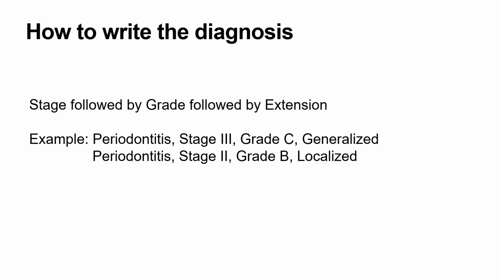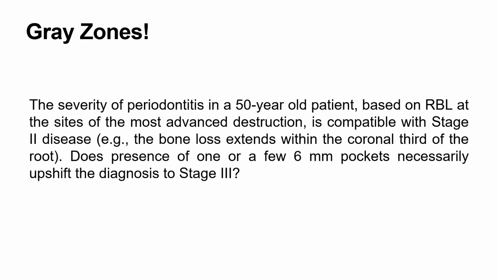That means that 30% or more of teeth are affected by stage 3 periodontitis. Or we could say periodontitis, stage 2, grade B, localized. So in that case, less than 30% of teeth are affected by stage 2 periodontitis. There are, however, some gray zones while we are staging and grading. So let's look at this example.